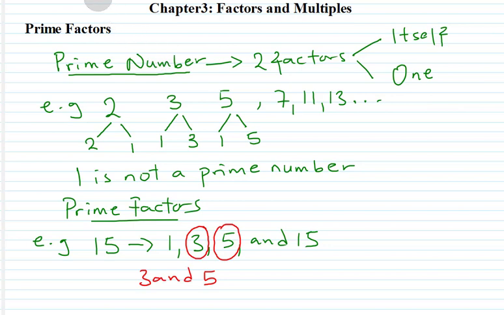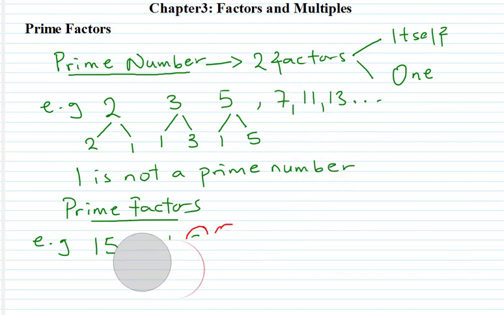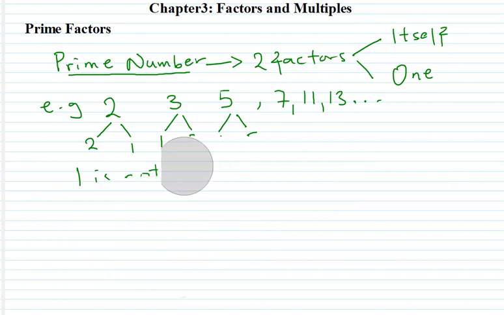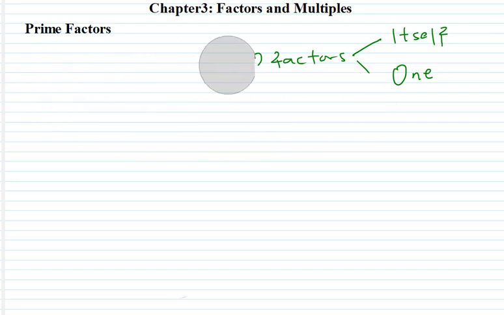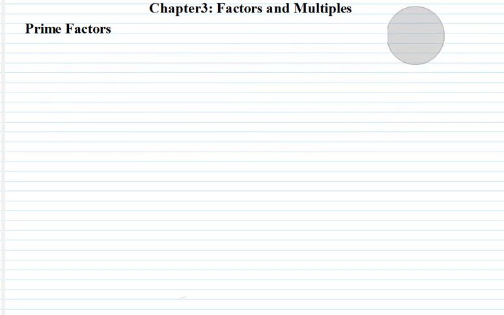Now there is what we call expressing numbers as a product of prime factors. What does that mean? It means, let's say we are asked to express a number as a product of prime factors.